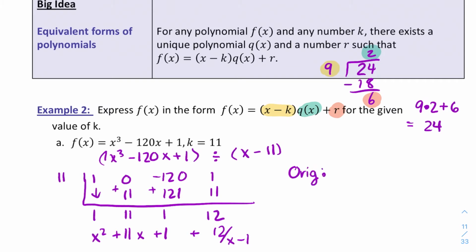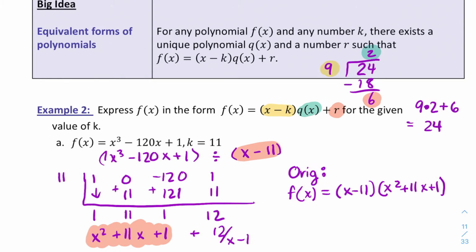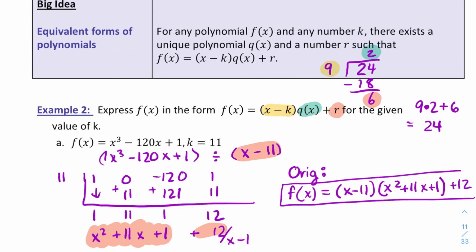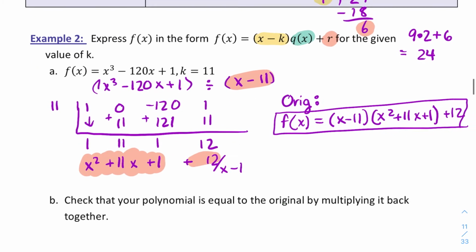Which means if I am rewriting my original polynomial, my x cubed minus 120x plus 1, in a different form, I can write it as the x minus 11 binomial that I divided by times my result that I got, my x squared plus 11x plus 1, plus my remainder of 12. So that's equal to my original polynomial. I just wrote it in a different way. I used synthetic division to get there.